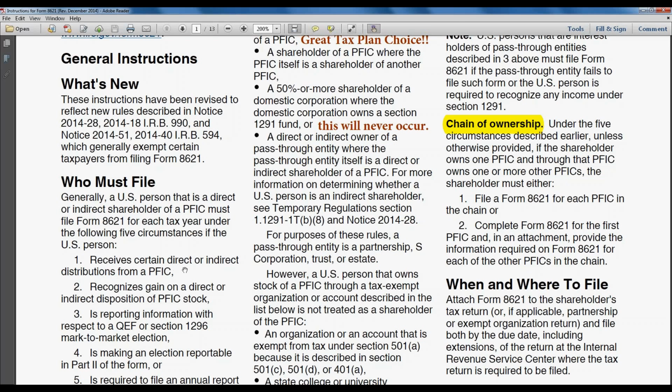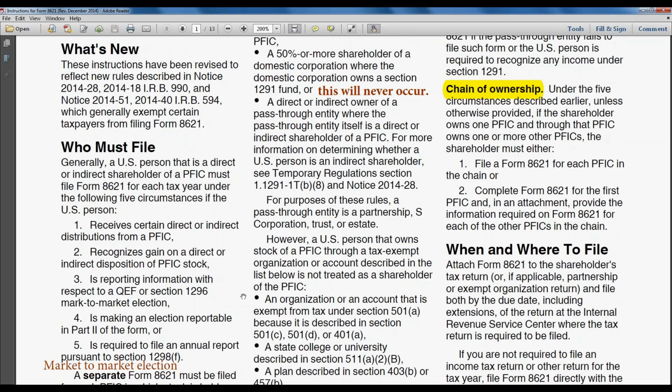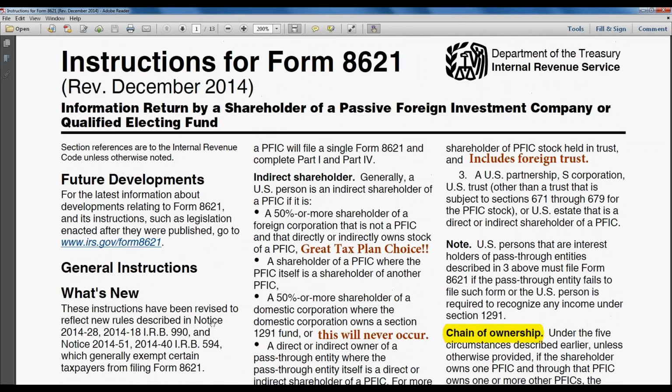So the person who receives a distribution, the person who recognized gain on a direct or indirect disposition of the PFIC. Want to look at two words here, receives and recognize. We'll get back to those in a second. Information with regards to a mark-to-market election, is making an election and is filing the annual information for a mark-to-market election. So those are the 5 cases where a U.S. person has to file the PFIC form.